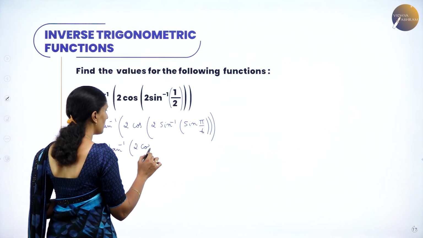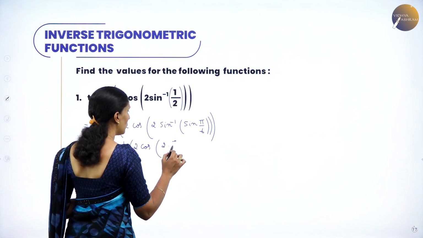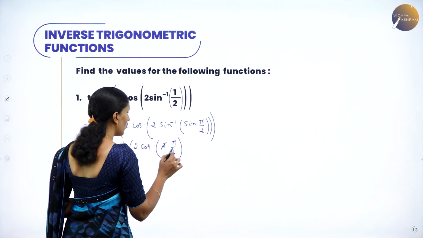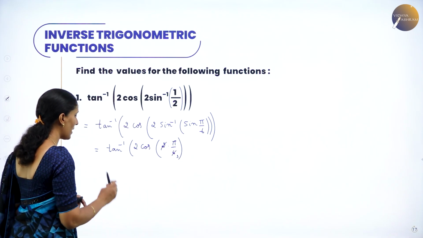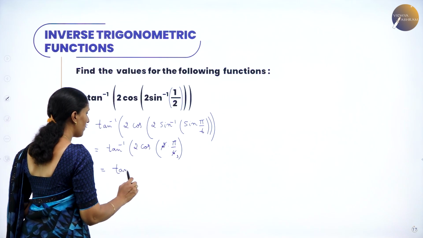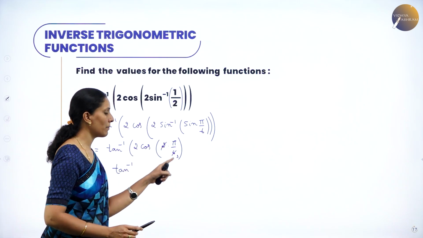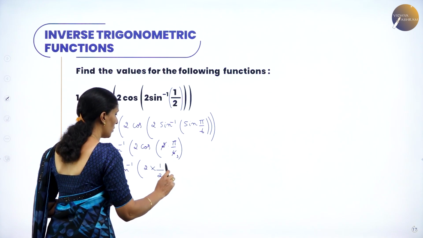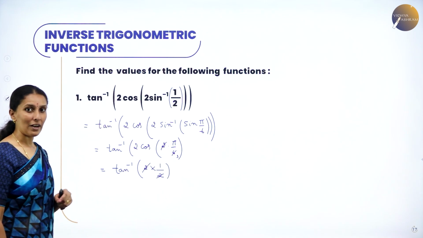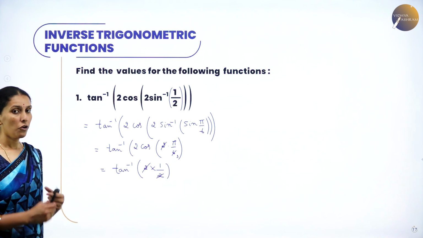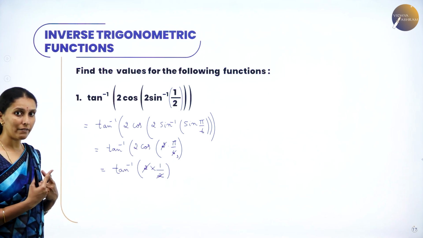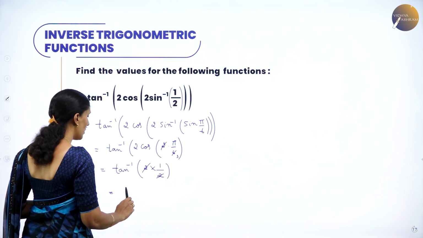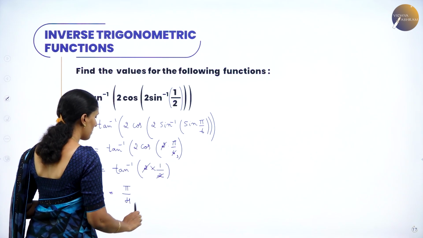So therefore this becomes 2 cos 2 into pi by 6. Now here this becomes cos pi by 3. So what is the value of cos pi by 3? Cos pi by 3 is 1 by 2. So now 2 into 1 by 2, the 2 gets cancelled. We are left with tan inverse of 1. For what value of tan will we get the value as 1? For pi by 4. So therefore it is pi by 4.